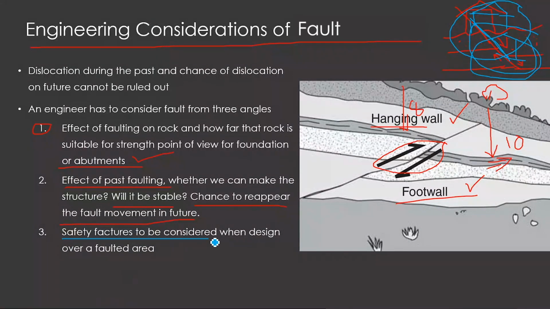Third thing, the safety factors to be considered when designing over a faulted area. In this case we have a very good example in our Narmada Sardar Sarovar Dam, which is constructed across a fault. Understanding the geological structures doesn't mean that you cannot do the construction. It only means that you have to take precautions about what you are dealing with. If we take that precaution, then we can construct. So these are the engineering considerations of faults that we as civil engineers have to take into account.